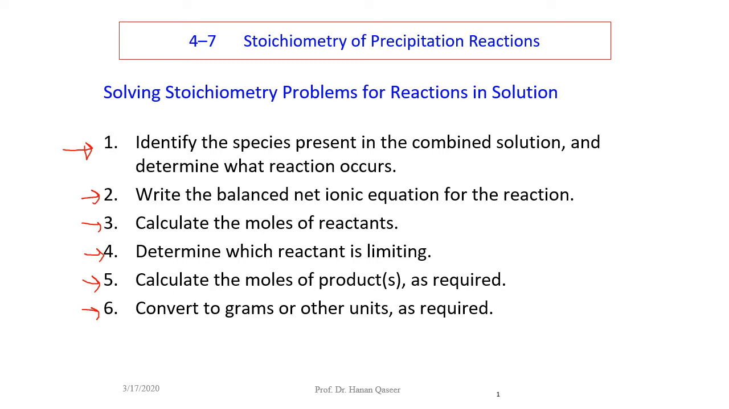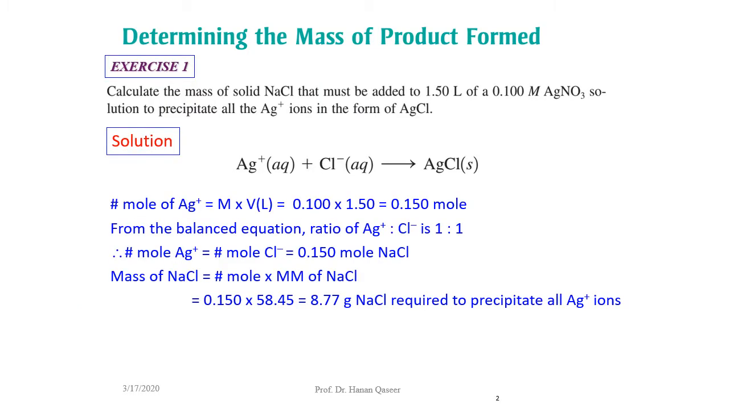Next slide, I will show you the exercise number 1, the reaction between silver nitrate solution with sodium chloride solid. The exercise here says: how to calculate the mass of solid sodium chloride that must be added to 1.50 liter of 0.100 molar silver nitrate solution to precipitate all the Ag plus ions in the form of AgCl.